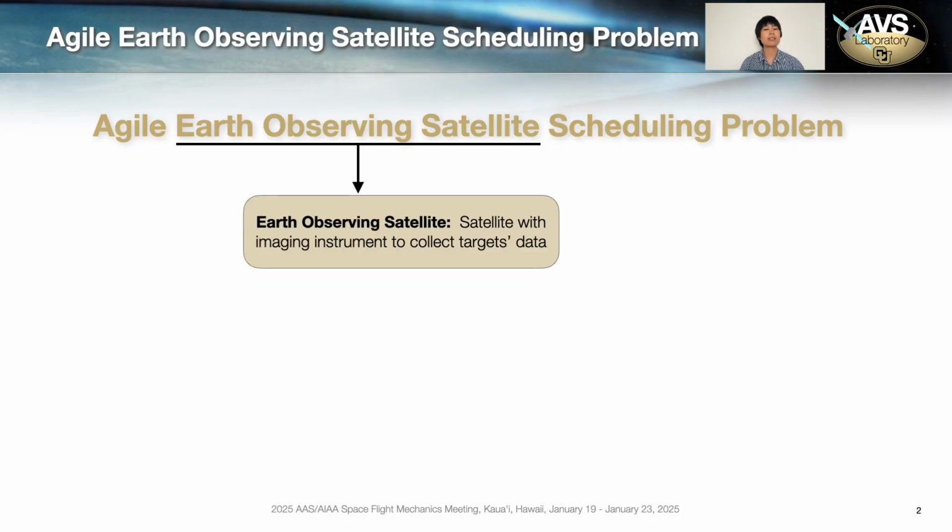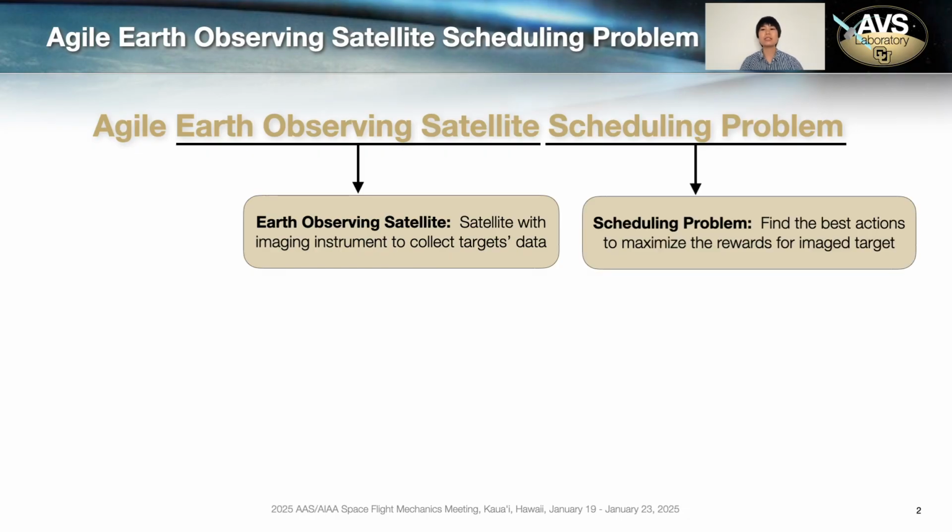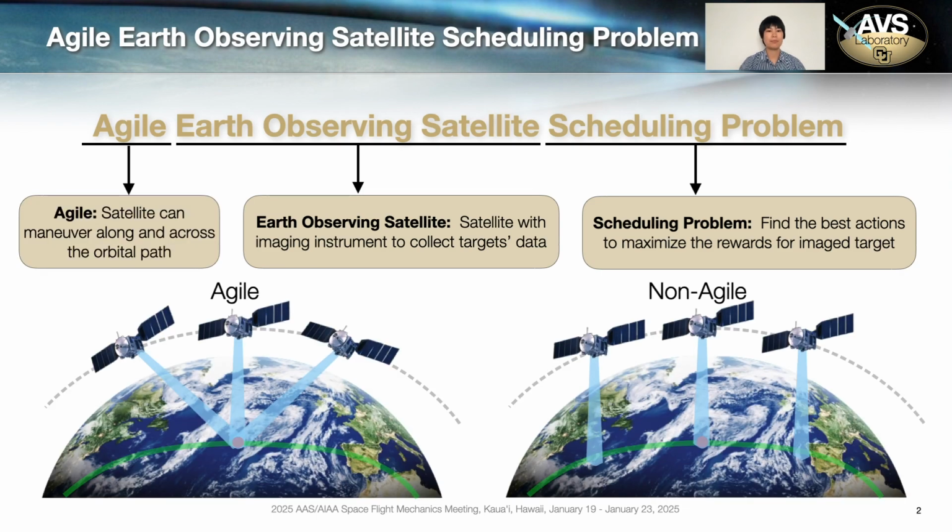An Earth observing satellite is a satellite with an imaging instrument to collect target data, and the scheduling problem's goal is to find the best action to maximize the reward for imaging targets. And agile means, as you can see from the figure, the satellite can maneuver along and across the orbital path. The agile satellite can increase the opportunity to take one image, but it makes the problem hard to solve.